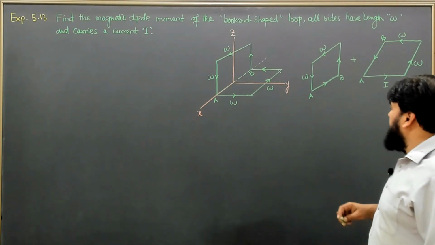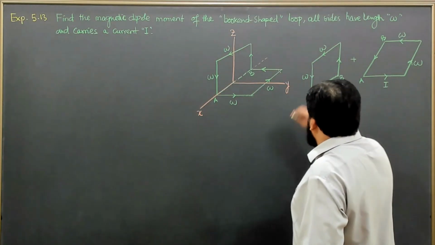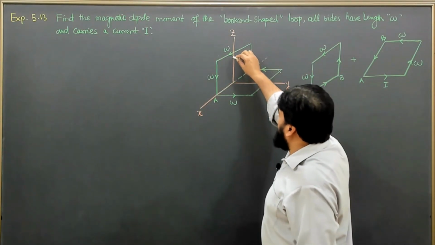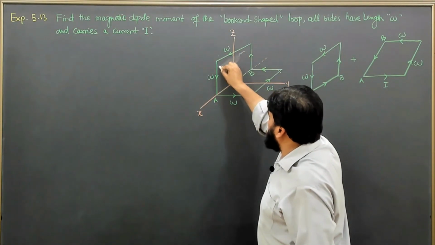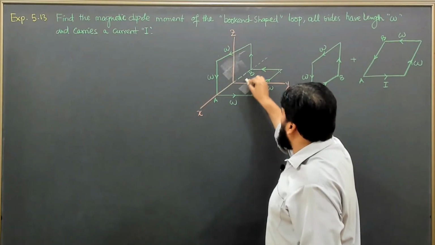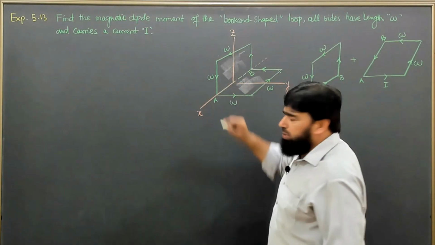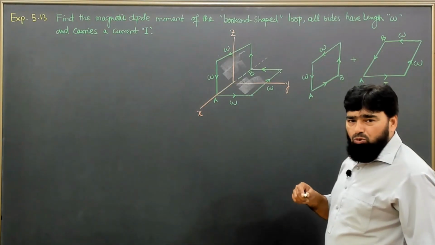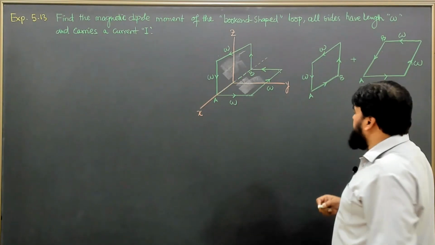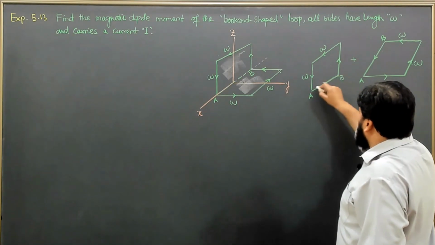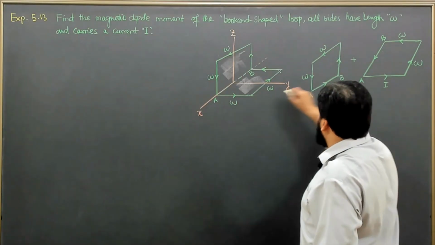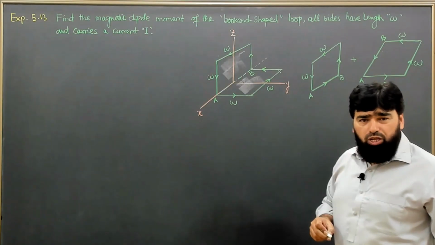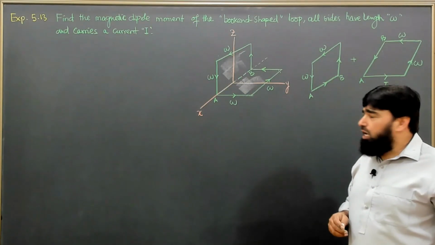This can be considered as two loops. So if I find the dipole moment of this loop and the dipole moment of this loop, this is the overlapping side, the AB side. The dipole moment coming out from this edge is cancelling, because in one the current is going this way if we split, and in the other it is going the opposite way. So the AB contributions are cancelling.